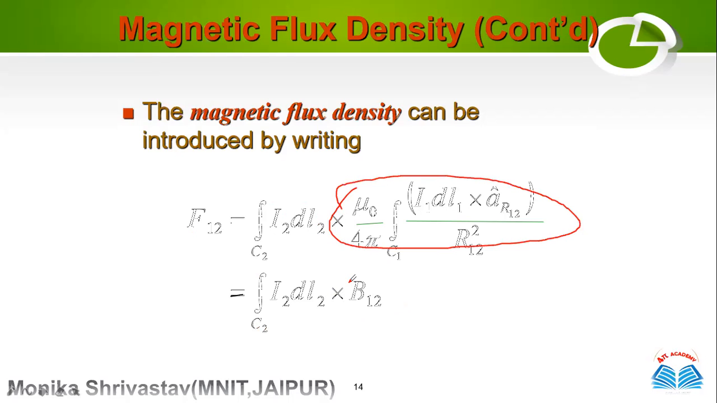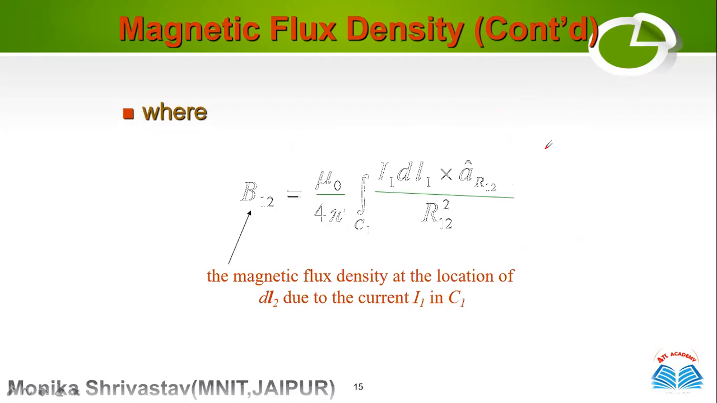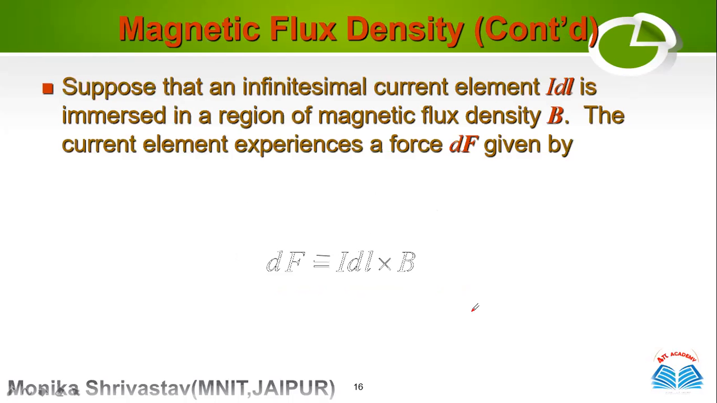We will define it in Biot-Savart law. This B12 is equal to this one. How are we getting this? This is your Biot-Savart law. We will study it soon. So we can write it as the integral over C2 of I2 dl2 cross B12, where B12 is this one, and this B12 is your magnetic flux density at the location of dl2 due to current I1 in loop C1. And this result is coming from your Biot-Savart law. We'll see how it is coming.